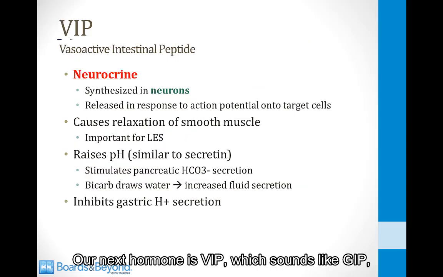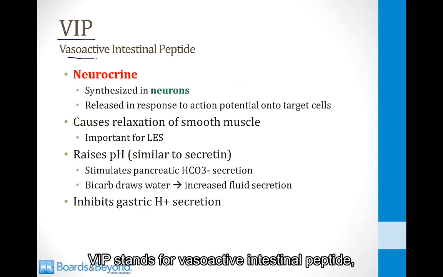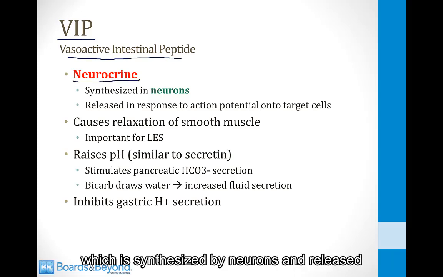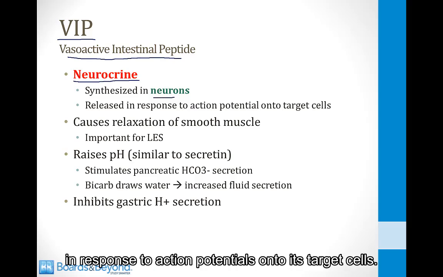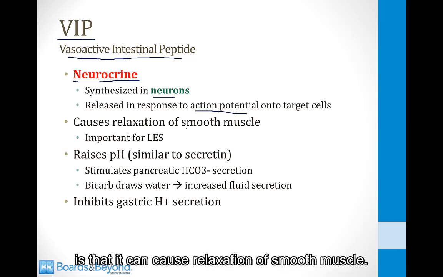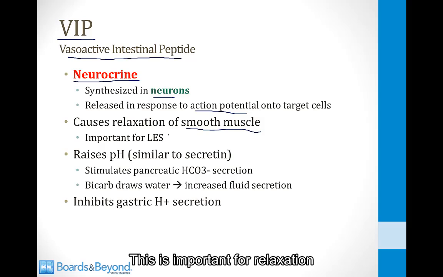Our next hormone is VIP, which sounds like GIP, but it's totally different. VIP stands for vasoactive intestinal peptide. And VIP is a special type of compound called a neurocrine, which is synthesized by neurons and released in response to action potentials onto its target cells. VIP has a couple of different effects you should know about. The first one is that it can cause relaxation of smooth muscle. This is important for relaxation of the lower esophageal sphincter.